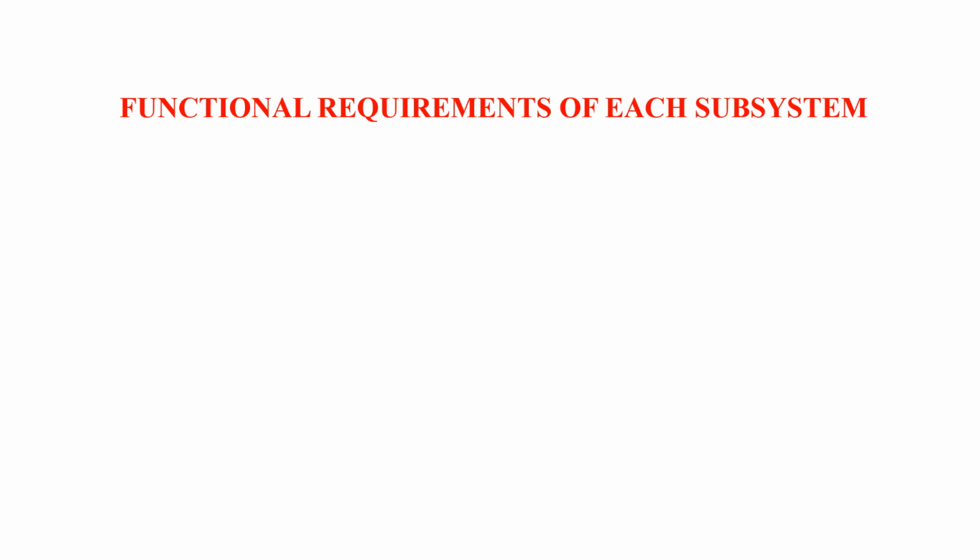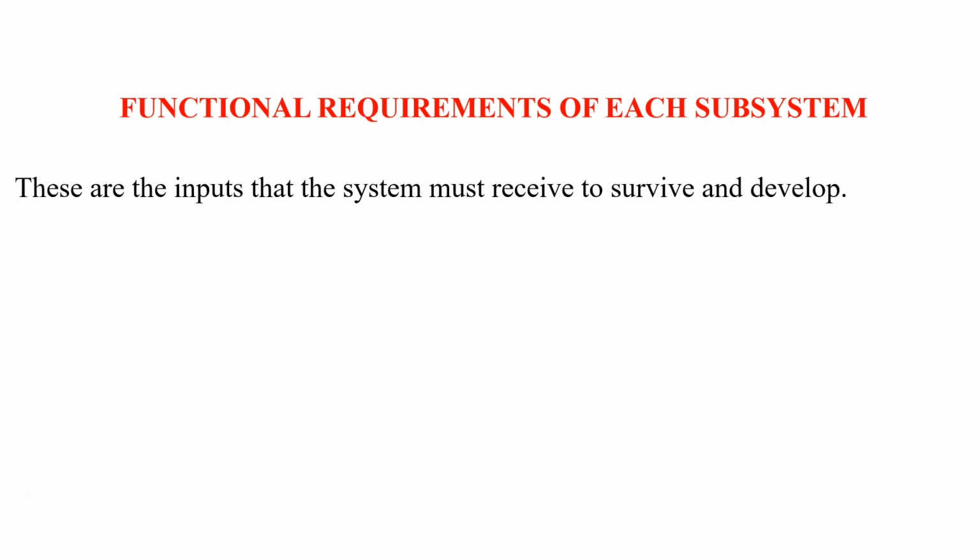The next part is the functional component of the subsystem. The functional components are the inputs that the system must receive to survive and develop. So each subsystem should be receiving certain things so that it will develop and that subsystem will survive.